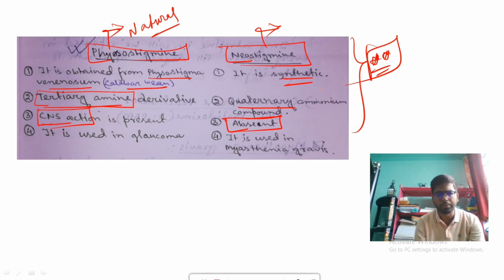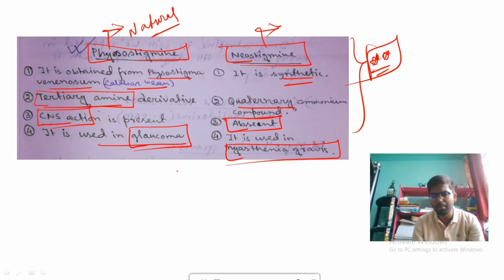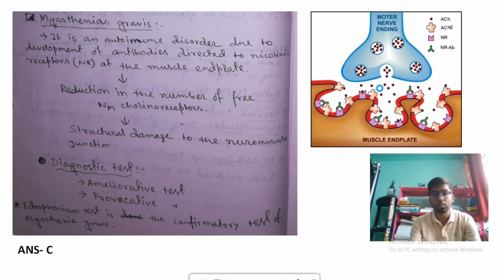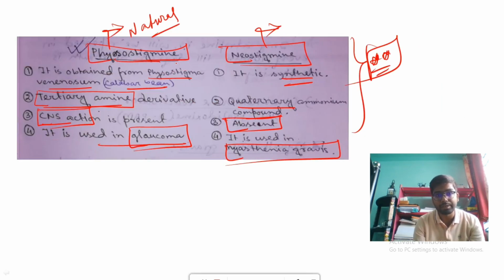It's quite common. Physostigmine is used in glaucoma, whereas neostigmine is used in myasthenia gravis. So how many points have we learned from this question? First of all, what is myasthenia gravis? Then the treatment of myasthenia gravis: neostigmine is used for myasthenia gravis. For diagnosis, we use edrophonium. And we have learned the difference between physostigmine and neostigmine.